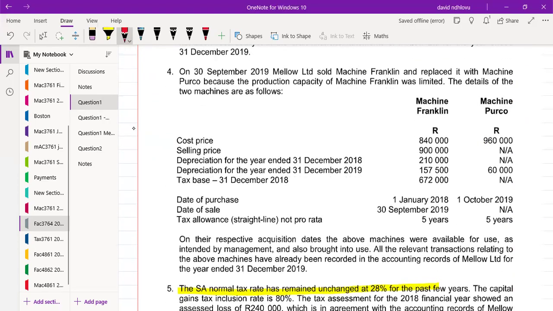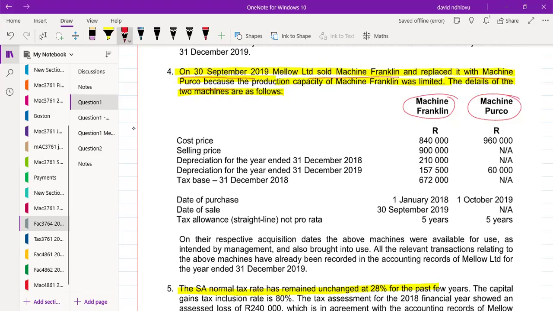Right, number 4. It says on 30 September of the year 2019, Melo Limited sold machine Franklin and replaced it with machine Puco because the production capacity of machine Franklin was limited. The details of the two machines are as follows. Right, so there are two machines. There is Franklin and there is machine Puco. On 30 September 2019, Melo sold machine Franklin and replaced it with machine Puco.